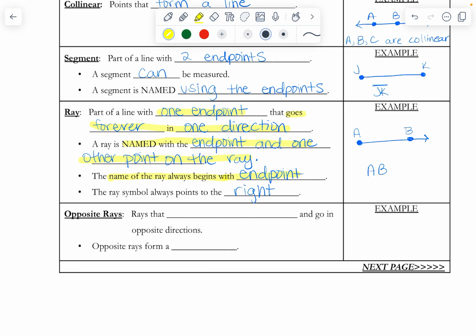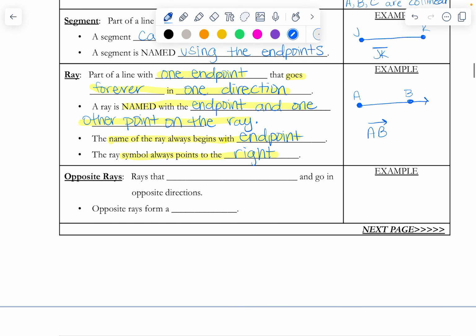And down here where it says the symbol always points to the right, we must put that one arrow pointing to the right when we label array. Okay, last definition of this page is an opposite array. So opposite arrays are arrays that share an endpoint and go in opposite directions. Opposite arrays form a line.